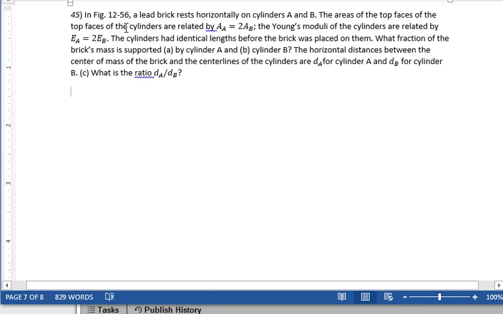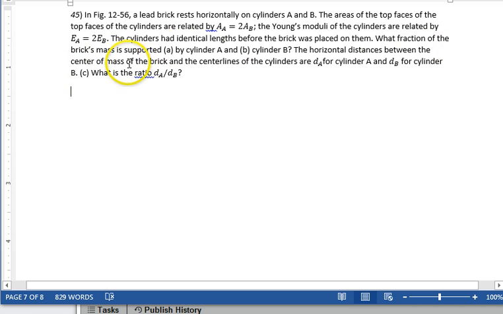Okay, in this problem 45, we have the brick that's sitting on top of two cylinders. We have the ratio between the size of the two cylinders, or the area of the two cylinders. Young's modulus is different for the two cylinders, but we got a ratio of those. They're identical lengths before the brick was placed on them, and they are identical lengths after the brick is placed on them. So what fraction of the brick's mass is supported by cylinder A and what by cylinder B?